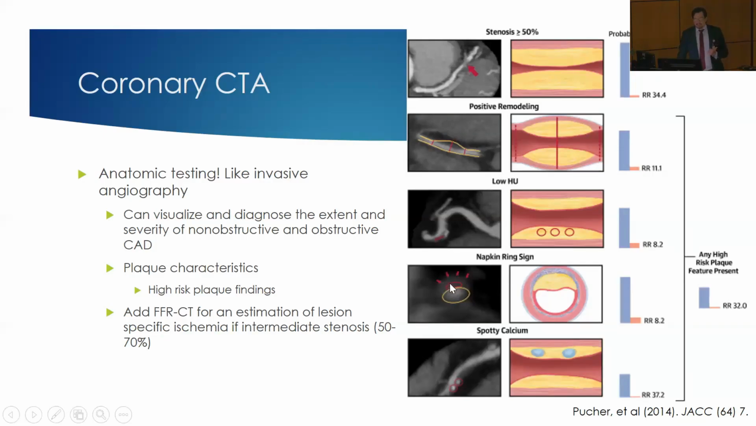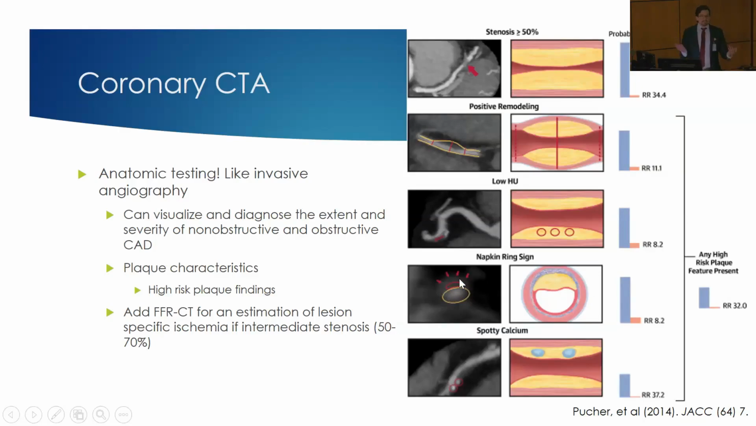Napkin ring sign tells us something about the plaque itself. This is the lumen or the artery, where the blood flows through, and then the cholesterol plaque is here. When you have this dark central part, that's actually the necrotic core of the lipid plaque, and then it's surrounded by a non-necrotic core. Actually, that plaque's at risk of rupturing.